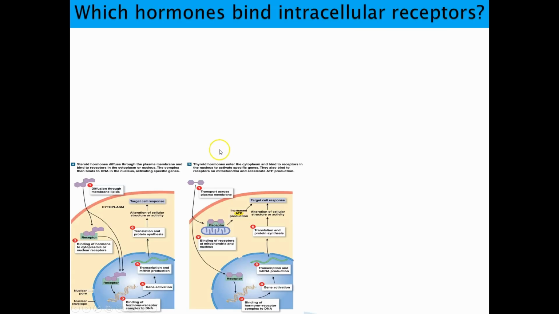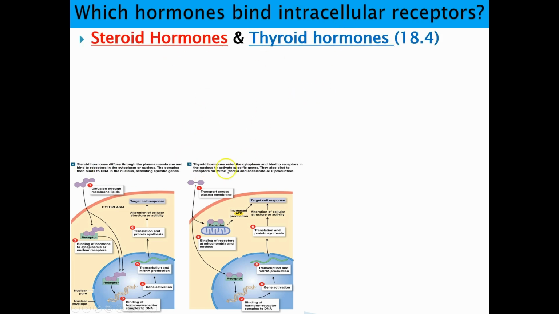Now, we're going to move on and talk about which hormones bind intracellular receptors. And, of course, you should be thinking about this. You should actually know the answer. We've talked about it a few times, but pause it if you want to think about it, or if you're paying attention, you can just look at the image. Obviously, the image is the one that does. And as you can see, it's going to be our steroid hormones and our thyroid hormones.